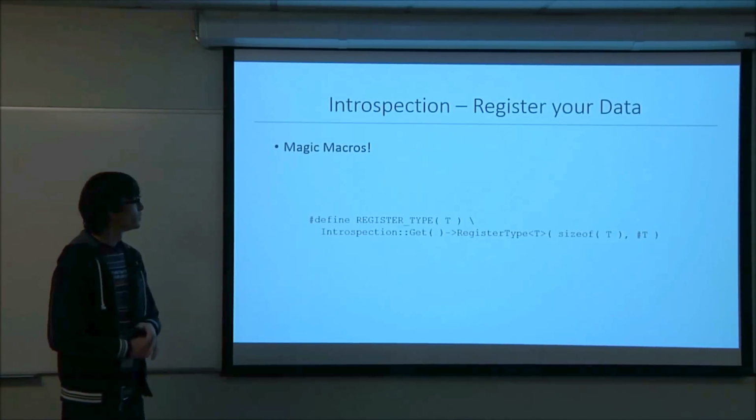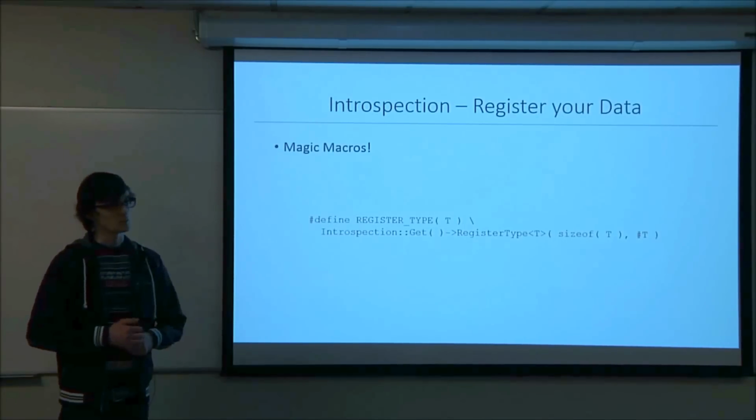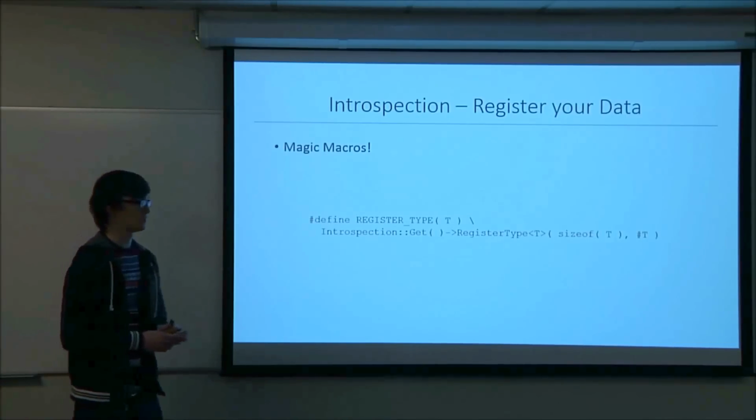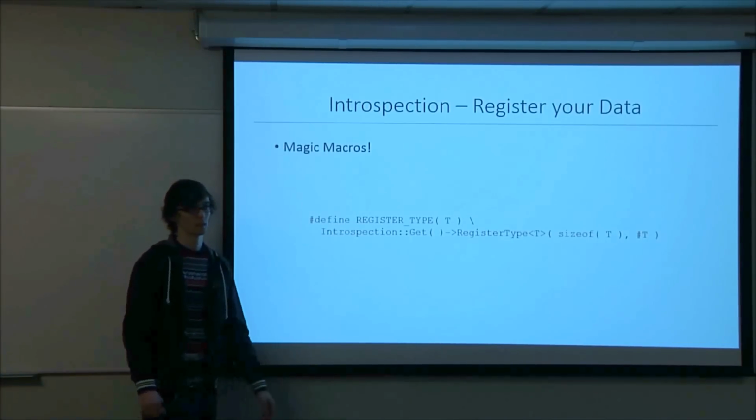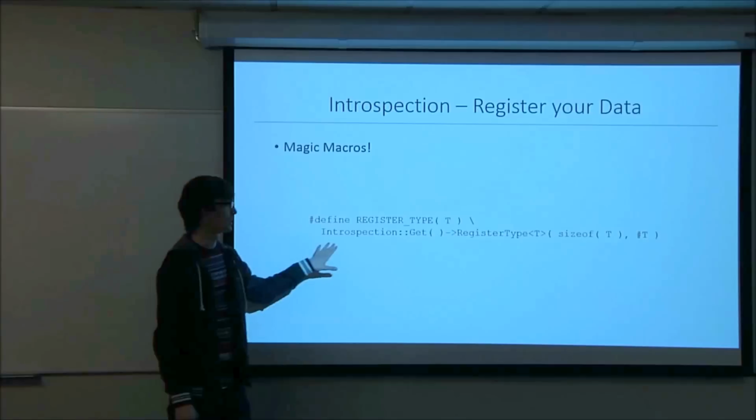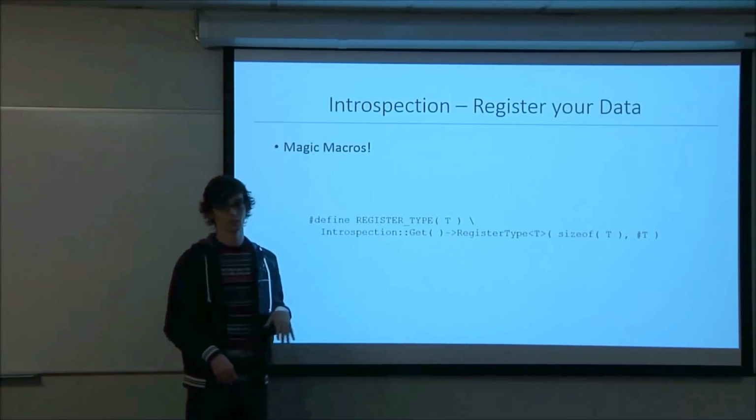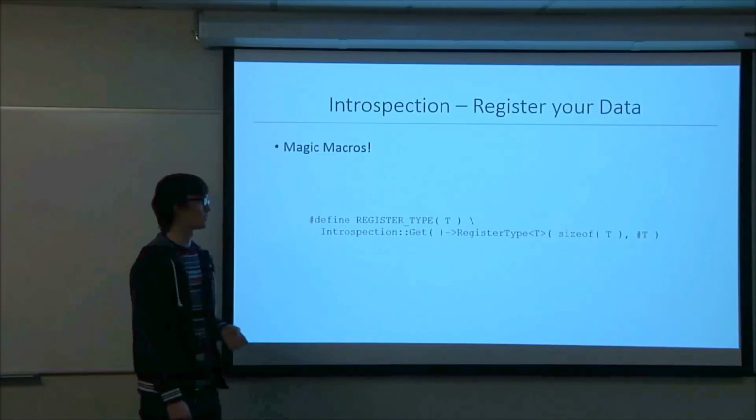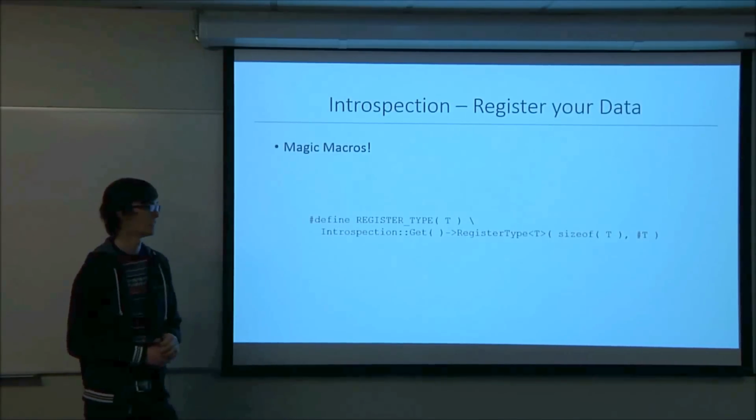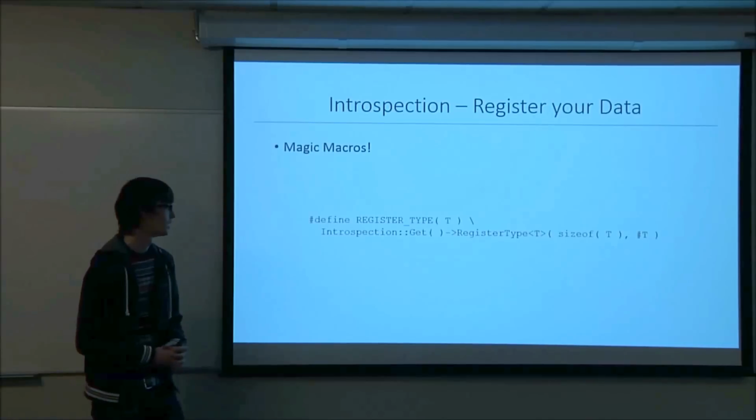So when you're making an introspection API, and by API I mean mostly these macros, you want to hide all this really crazy, ugly template stuff so that people just use this really nice, simple thing. People shouldn't have to know how your introspection works to use it. Therefore, macros.